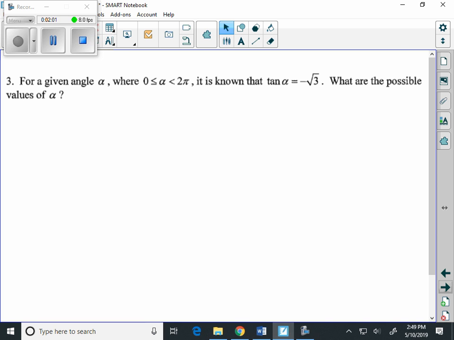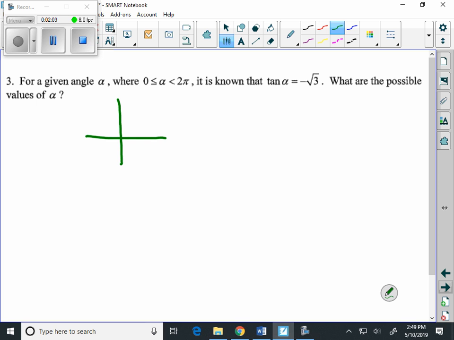Well, once again, just a reminder, if we think about this, tangents: All Students Take Calculus. So in our first quadrant, all functions are positive, so we're not going to be working in the first quadrant. In the second quadrant, sine is positive, which means that tangent is negative. Third quadrant, tangent's positive, and then fourth quadrant, cosine's positive, which means that tangent's negative. So we want values here in quadrant 2 and in quadrant 4, where tangent is negative.